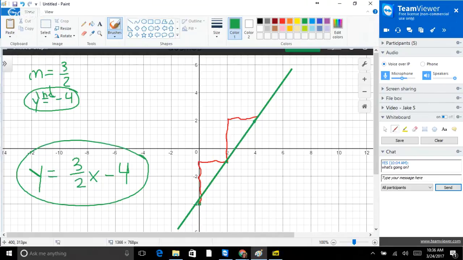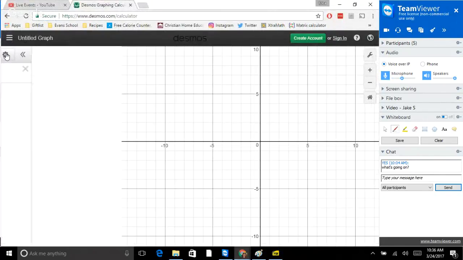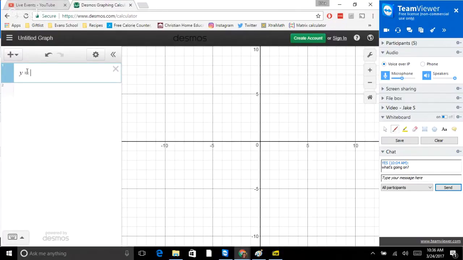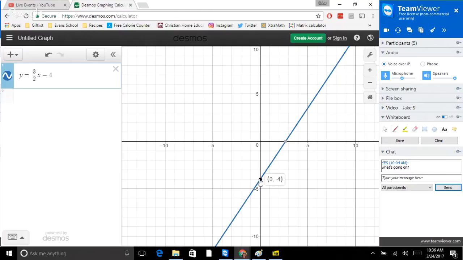Okay? And actually, if I go into Desmos and I graph this, you can double check that your graph looks right. So y equals 3 divided by 2 times x minus 4. So you can see this is where your y-intercept is. And if I rise 3, 1, 2, 3, I run 2, 1, 2. Rise 3, run 2.